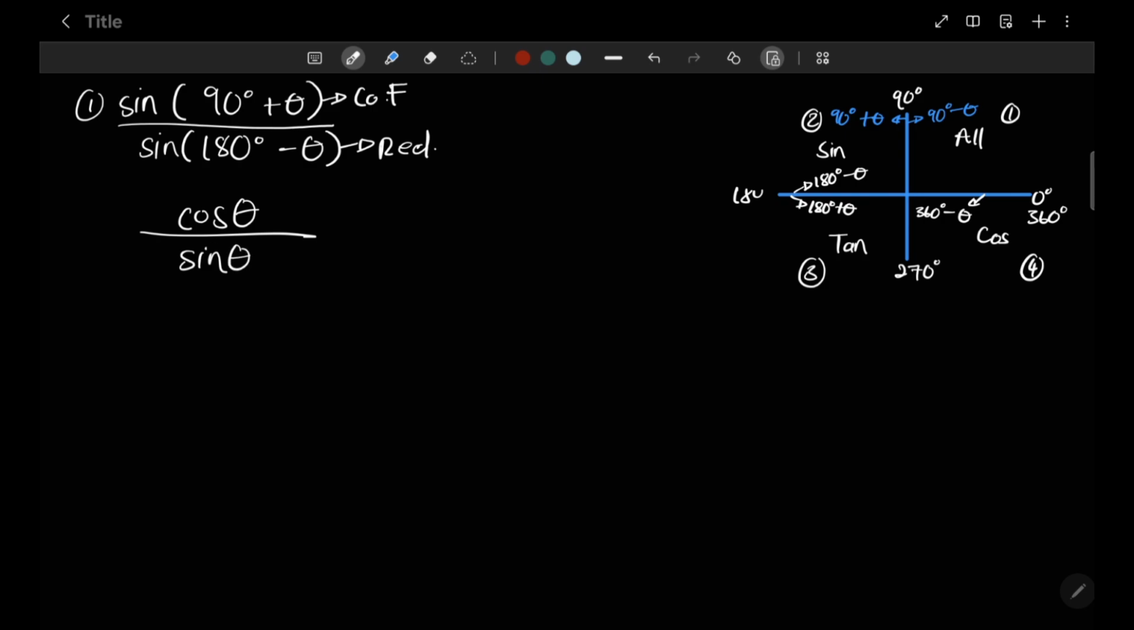And that is your answer, cos theta over sine theta. Now let's do the second example. We have sine of 360 degrees minus theta over cos of 90 degrees plus theta.